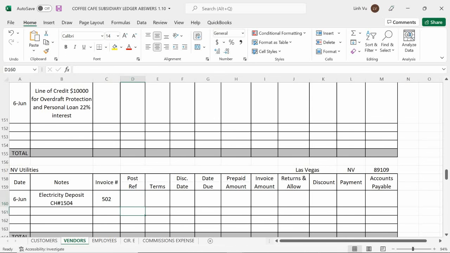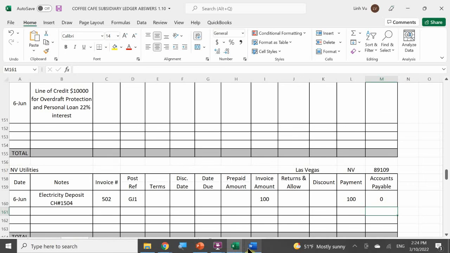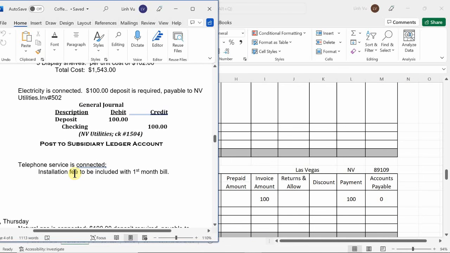Post reference, once again, this transaction happened on the very first general journal. Terms are not given because you're least likely going to get any discounts for utilities. No prepayment was made, but we were aware that it cost me $100 and I did pay for it. So again, the formula is invoice amount minus prepaid minus returns minus discounts minus payments. So therefore, I owe NV Utilities nothing. All right? Any questions in regard to that?